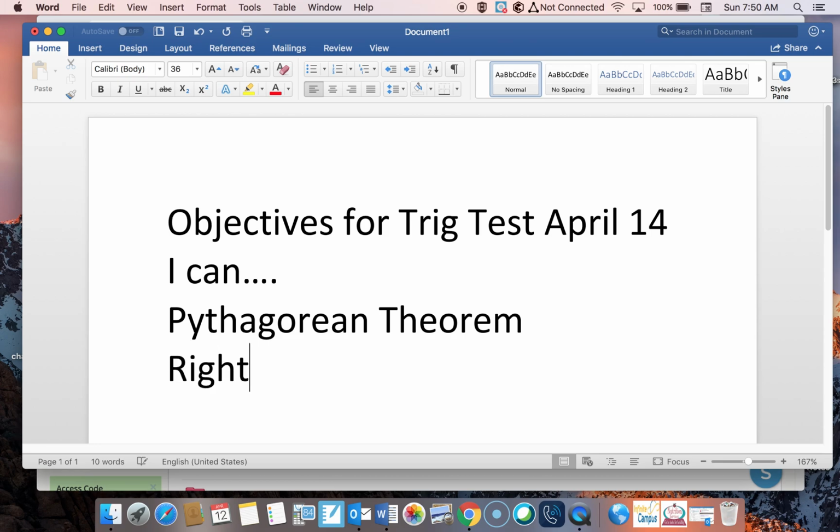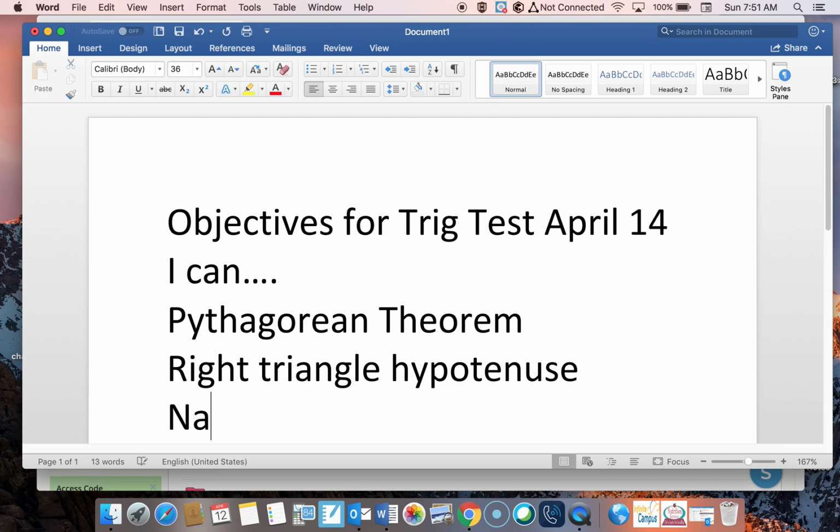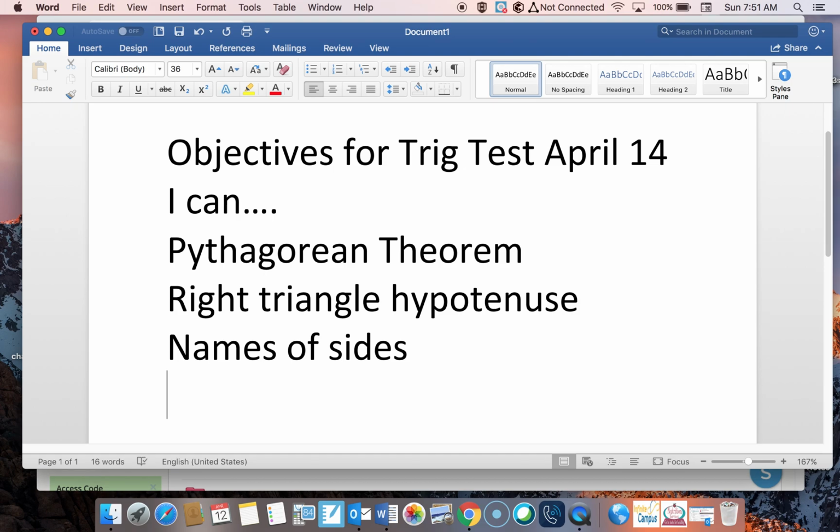You have to know on a right triangle what the hypotenuse is. It's always the one across from the 90 degrees. You have to know that. The other two are interchangeable. You have to know the names of the sides when you're using trigonometry. So once you pick an angle, you need to know how to assign opposite, adjacent, and hypotenuse.